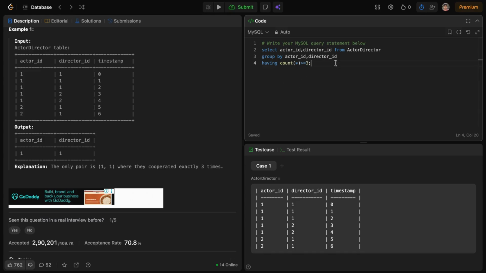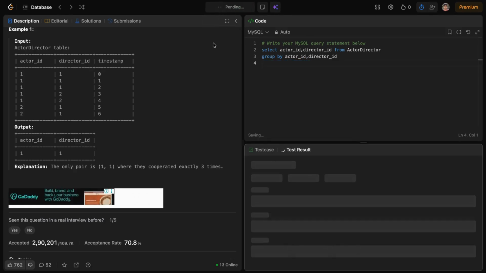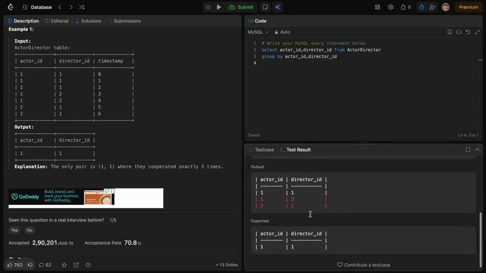So what happens is it groups by, so it gives us 1 1, 1 2, 2 1, these 3 rows. Let's see what it does first. Okay, so it gave 1 1, 1 2, 2 1.